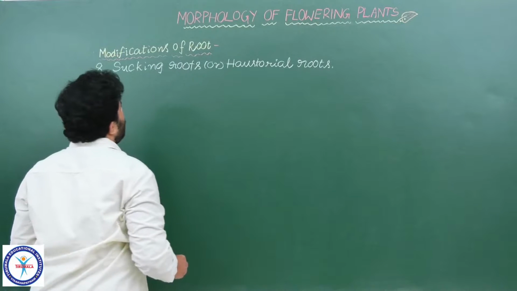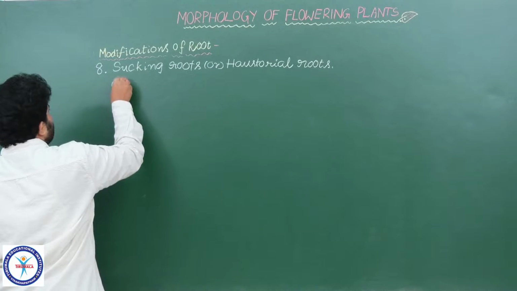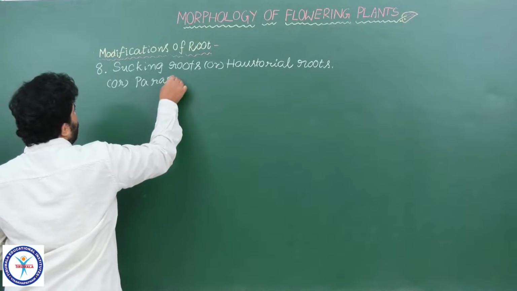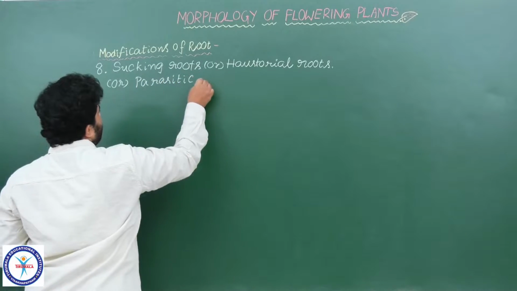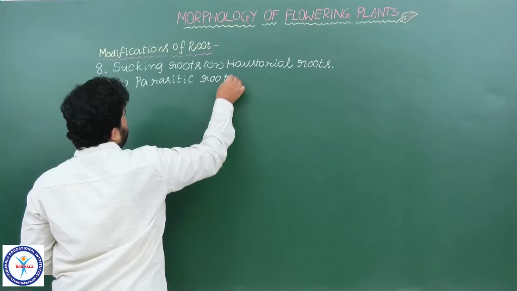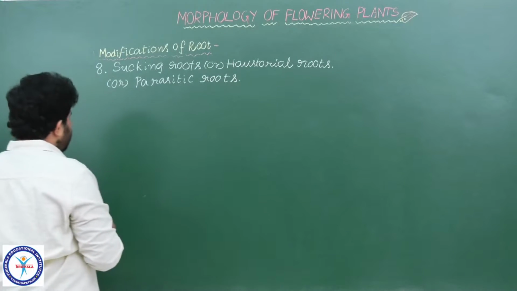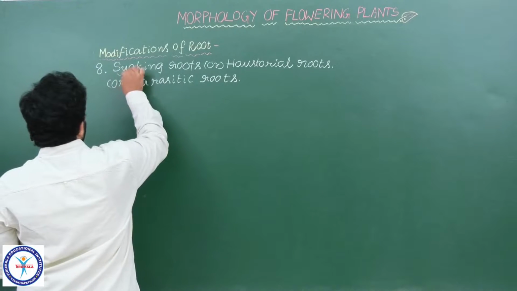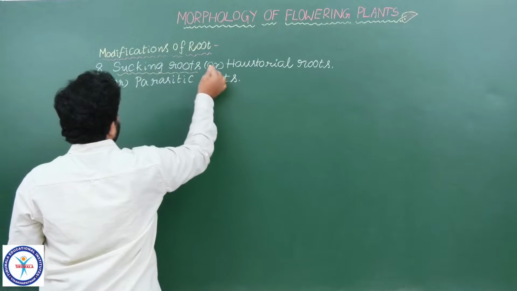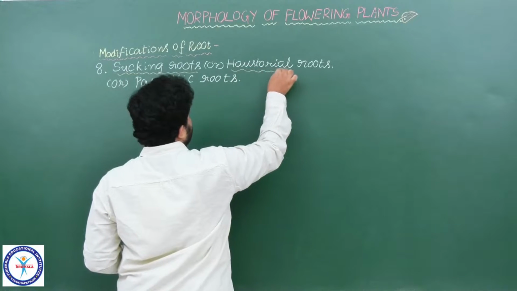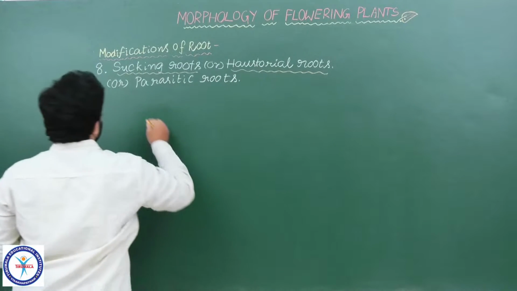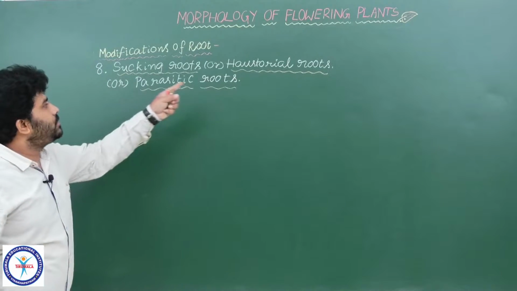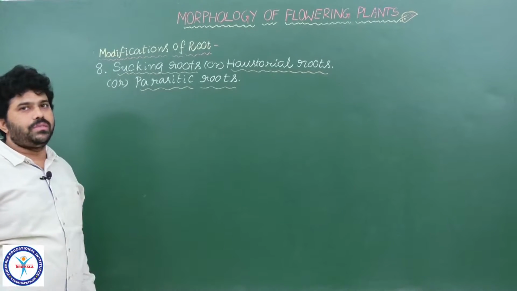Haustorial roots are also known as parasitic roots. So we use different names for these roots. Please remember all the different names of the different root modifications that we have discussed here. So: parasitic roots, sucking roots, haustorial roots.